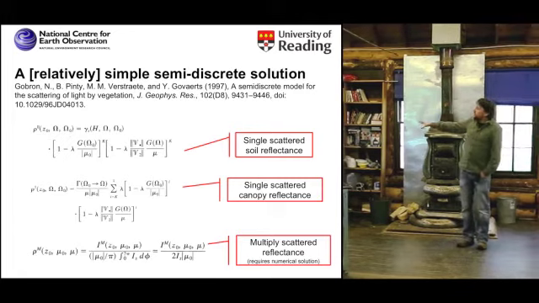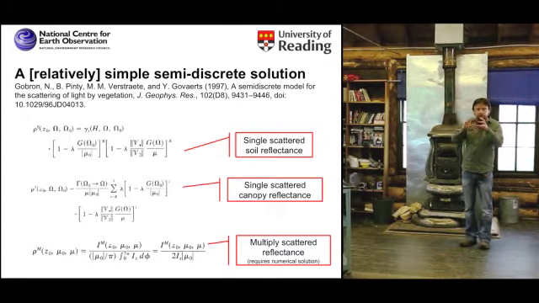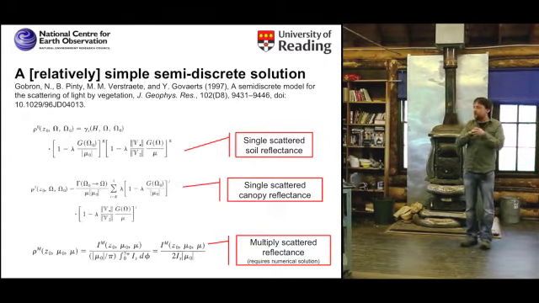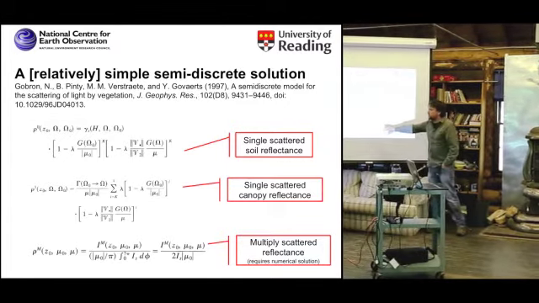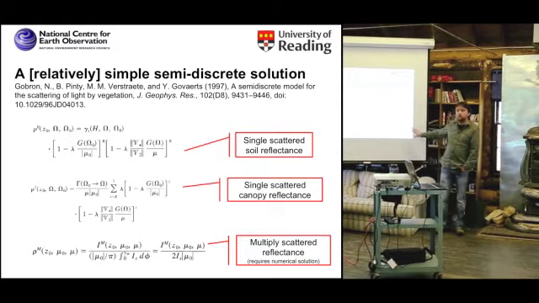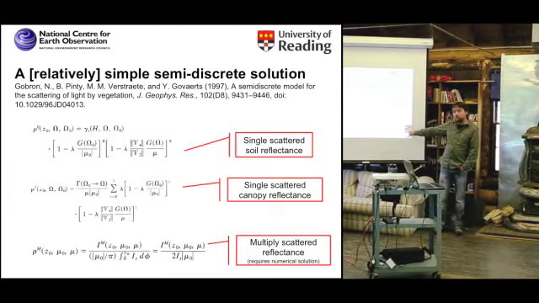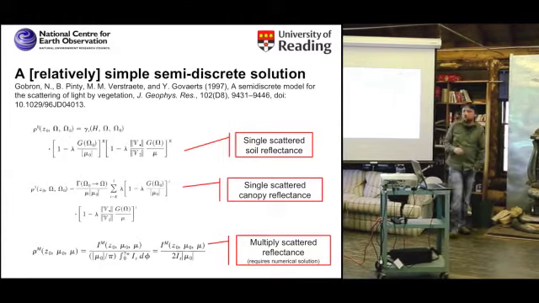And then this last term represents the multiply scattered reflectance. So, photons that interact multiply inside the canopy and between the canopy and the ground. This actually is not so explicit. There's a whole bunch of other stuff underlying this, and it requires numerical solution to solve this. Okay? So this is where it gets a lot more complex.